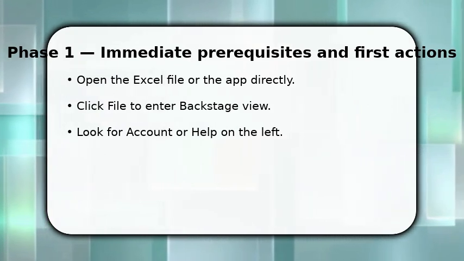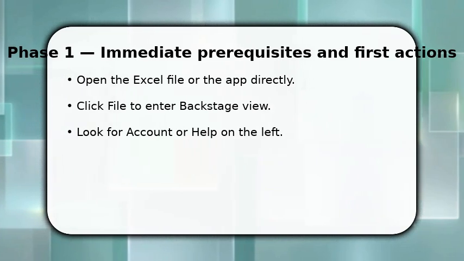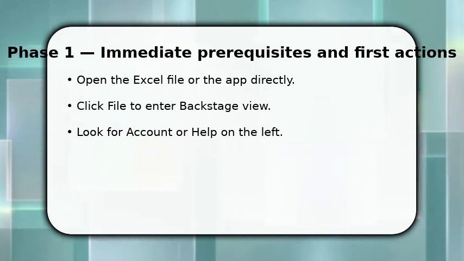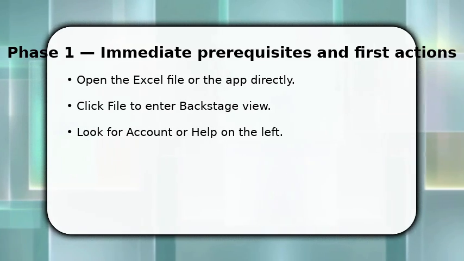If you see Account, click it first. That's the fastest path for modern copies. If you don't see Account, look for Help or About in older layouts. This first step gets you to the screen that shows product name and initial version cues.